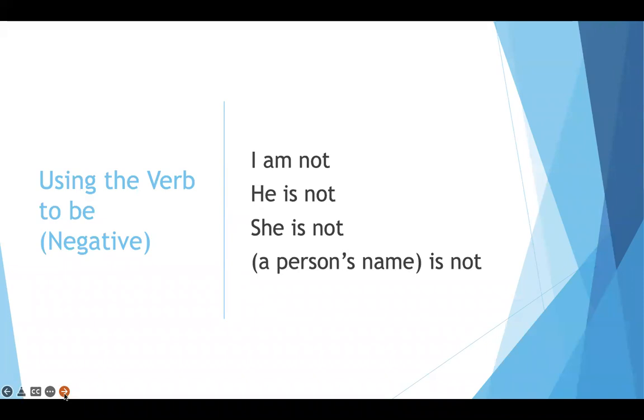Now we're going to use the verb to be in the negative form. So this is what you say for something that is not true. And you can say, I am not if it's about you, or if it's about one other person, you can say, he is not, she is not, or that person's name, and then is not.